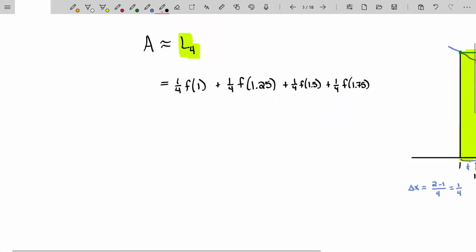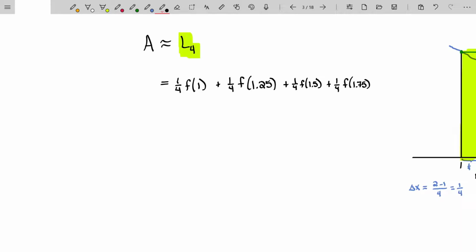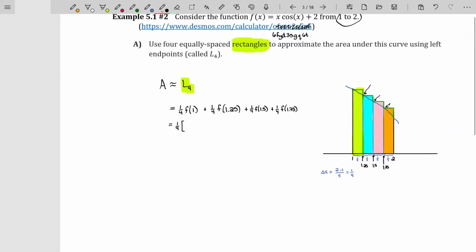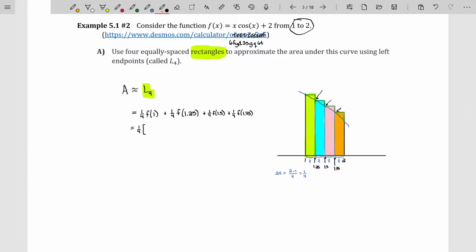Of course, this is not going to be pretty because we're dealing with a cosine, but at least I can factor out the 1/4 and I'll be left with plug 1 into the function. You have 1 times the cosine of 1 plus 2, plus now we plug in 1.25 into the function, so plus 1.25 times the cosine of 1.25, again plus 2, and then we move on to the next one.